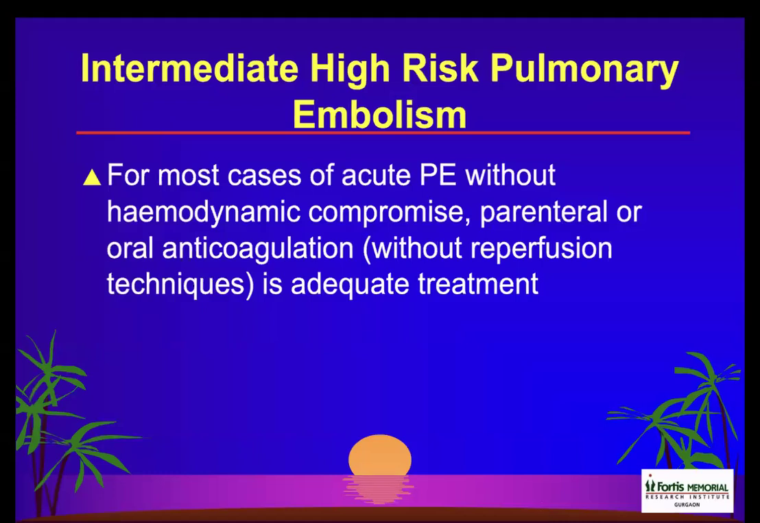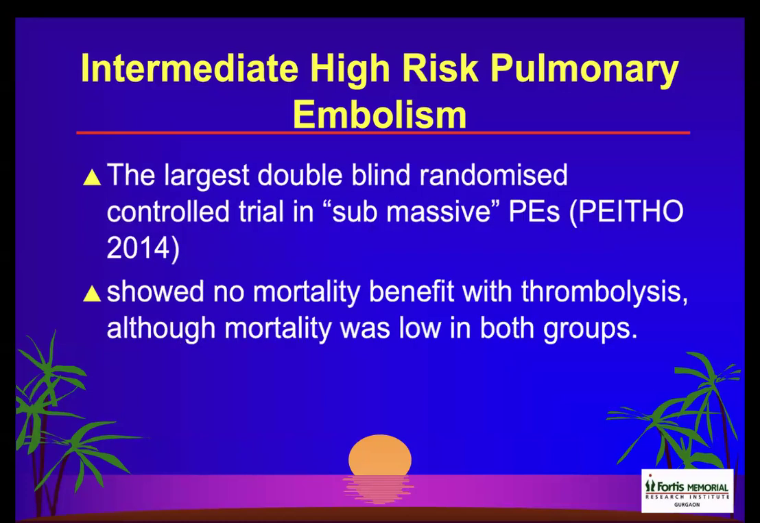Now, for intermediate high-risk pulmonary embolism, most cases would be without hemodynamic compromise. And in those cases, parenteral or oral anticoagulation without a reperfusion technique is adequate treatment. So the preferred treatment for intermediate high-risk pulmonary embolism remains anticoagulation.